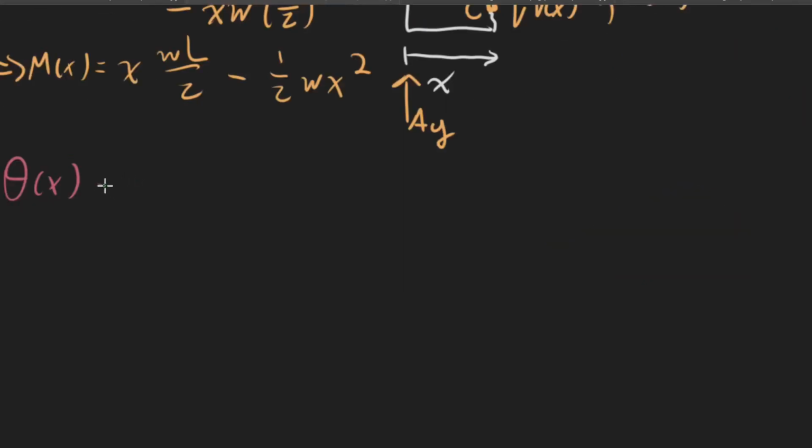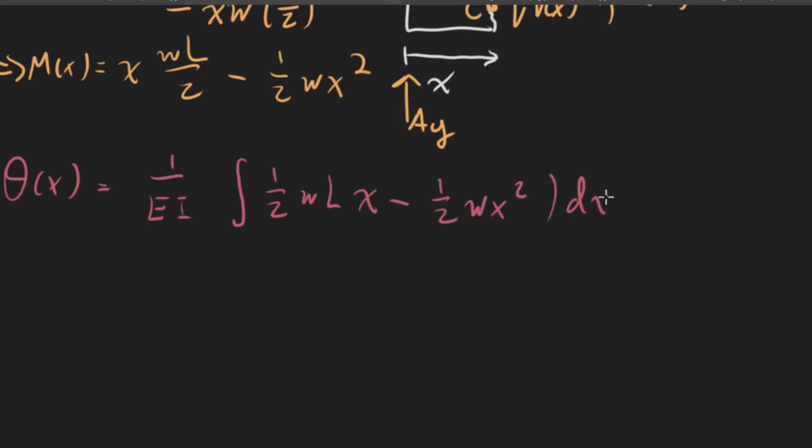So we get this is equal to 1 over EI, because these are constants, I'm just going to pull them out. Integral of, let's see, we have a 1/2 wLx minus 1/2 wx squared, and this right here is all dx. So this right here is my M, just to be clear about what's going on here.